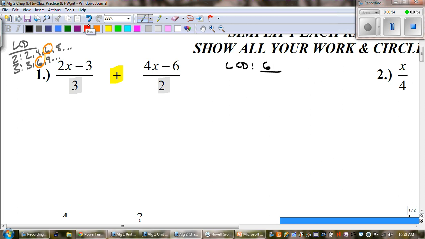So to get our first fraction to a 6, I need to multiply by 2. And I need to make sure to multiply everything by 2. So 2 times 2 is 4x, 2 times 3 is 6. And we're going to change it real quick just so we know that was our first fraction. Now, our second fraction, I need to multiply by 3. And once again, I need to make sure to multiply everything by 3. So that turns into 12x minus 18.